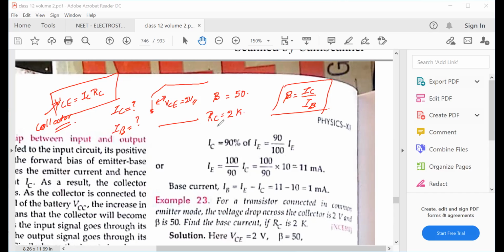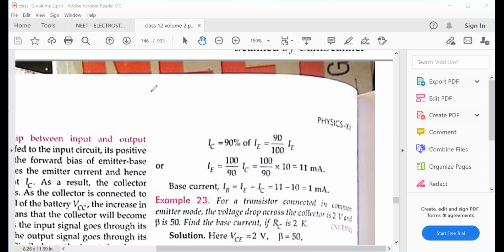Which one, ma? IC? IB? IB is 0.02. Any micro, milli? IC is 1 milliampere and IB is 20 microamps. Please check it. IB is 20 microamps.